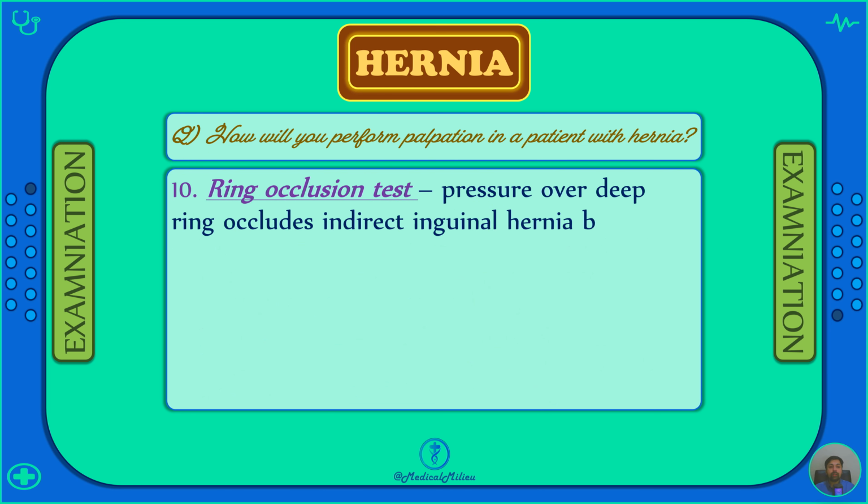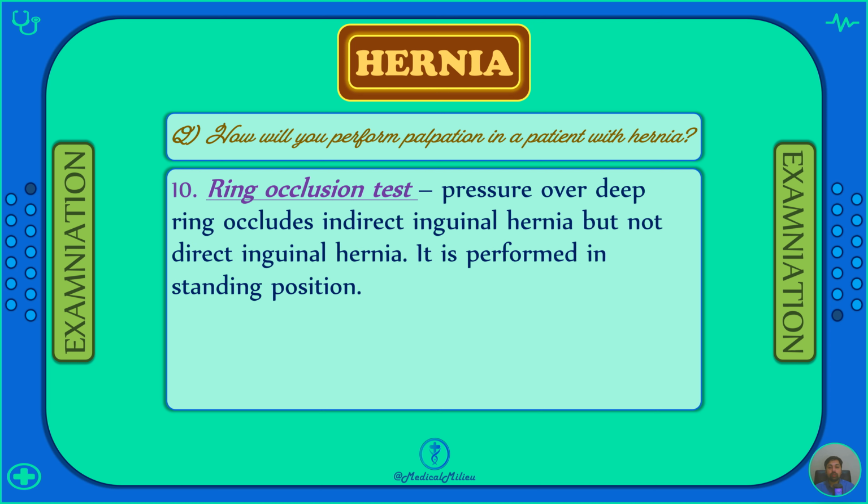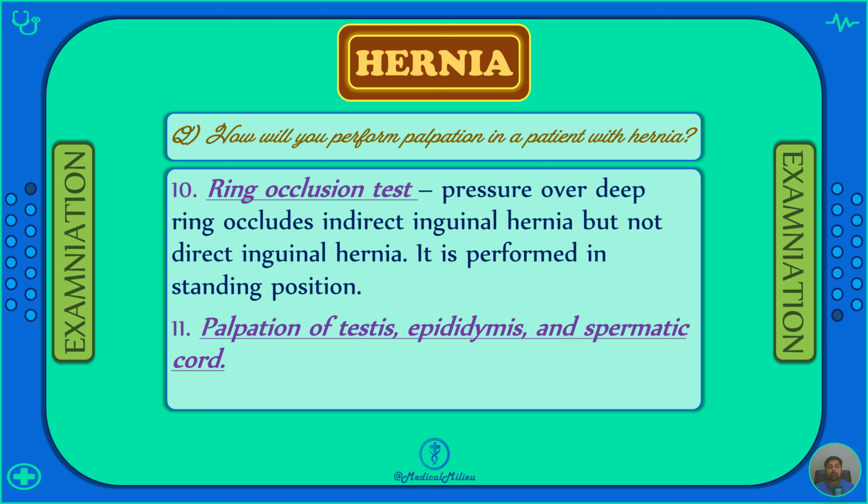Point number 10 is ring occlusion test, in which pressure over the deep ring occludes the indirect inguinal hernia but does not prevent direct inguinal hernia from occurring. It is performed in the standing position. And point number 11 is palpation of the testes, epididymis and spermatic cord.